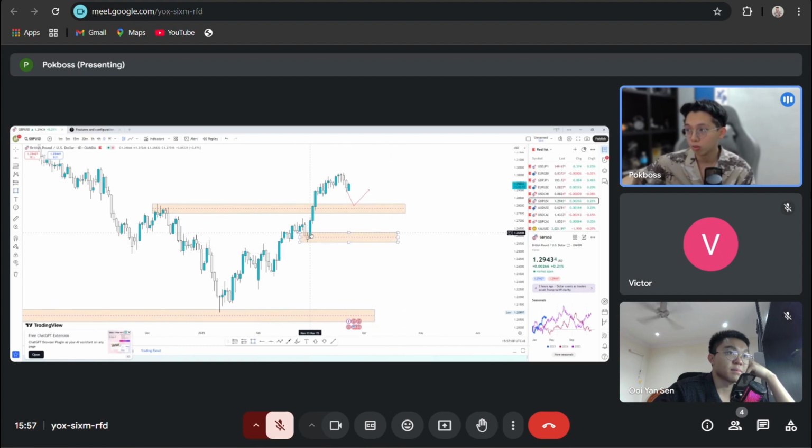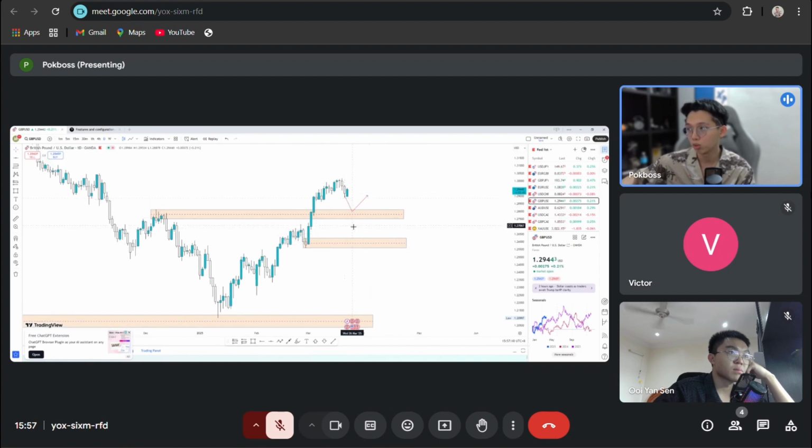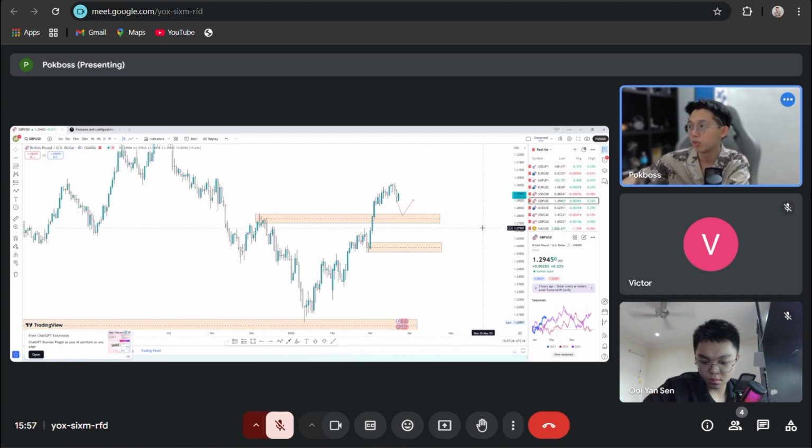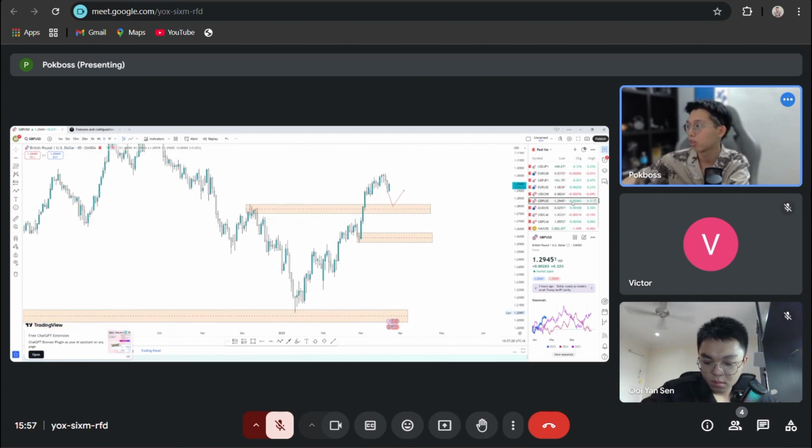And here is still a demand zone we can focus on, because this demand zone is a strong demand zone. It went up, spiked up, and then broke this strong level. So here's another demand zone we can focus on. Price has a probability to react to this zone and also to this zone. Okay. So GBP currently we still need to wait.